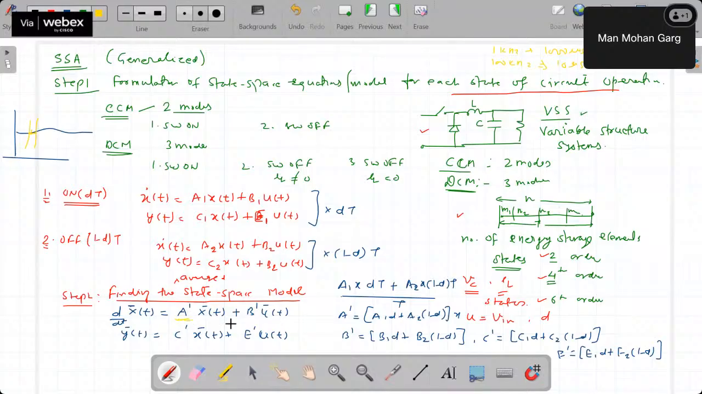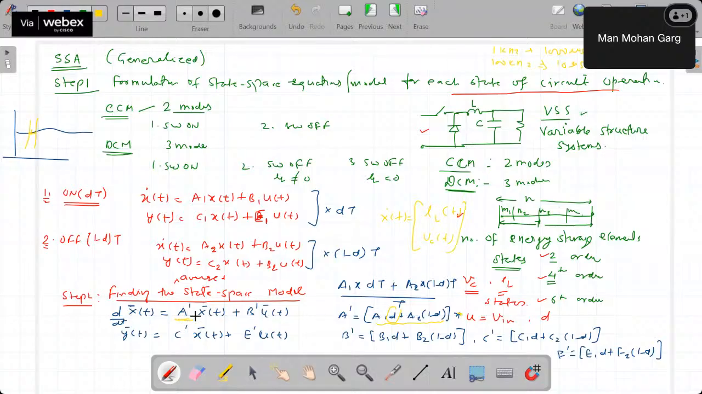This A, which is a1d plus a2(1 minus d), now d is also varying with time. This is not constant. Slight variation will be there, because we know that the output voltage is not always constant. It has some ripple, due to which this d will also vary slightly. Now this is a function of time, and this x(t) is basically a vector which has capacitor voltages and inductor currents. They are also functions of time.